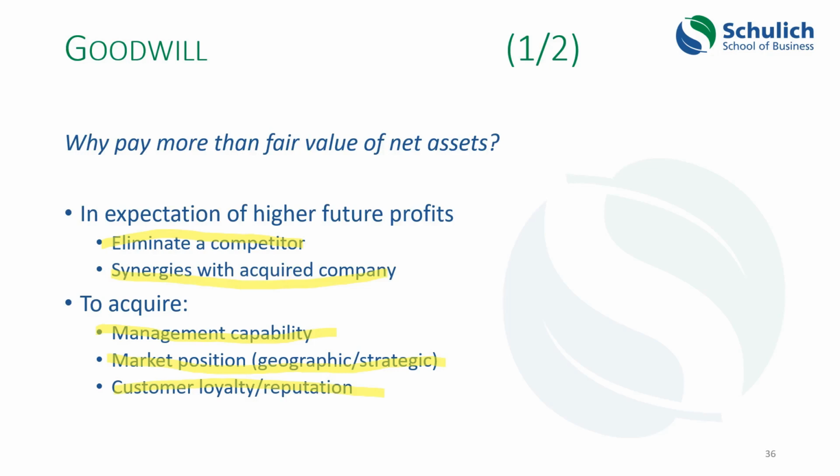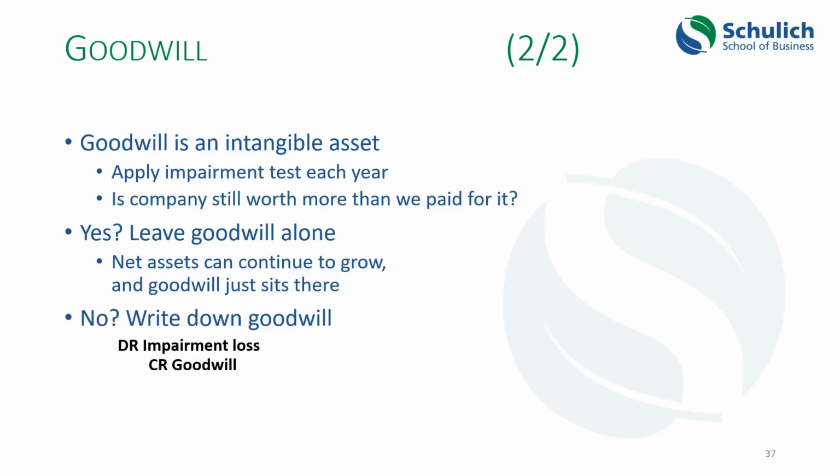So all of these are reasons why the company that is doing the acquiring might pay more than the fair value of the net assets of the subsidiary, because all of these are going to advantage it and they're worth paying for. How do you account for that goodwill once you've established the value of it? Well, it is an intangible asset.